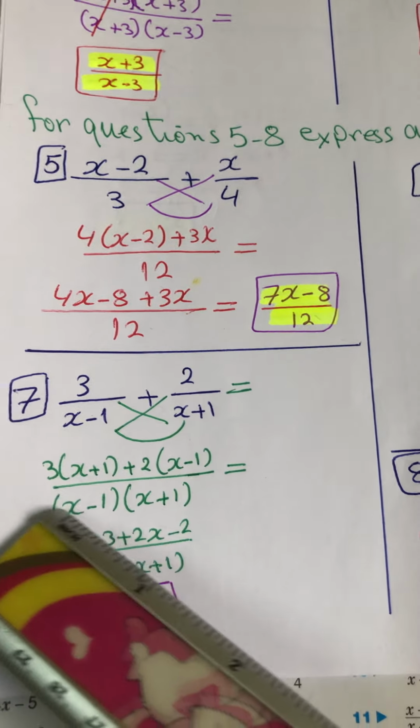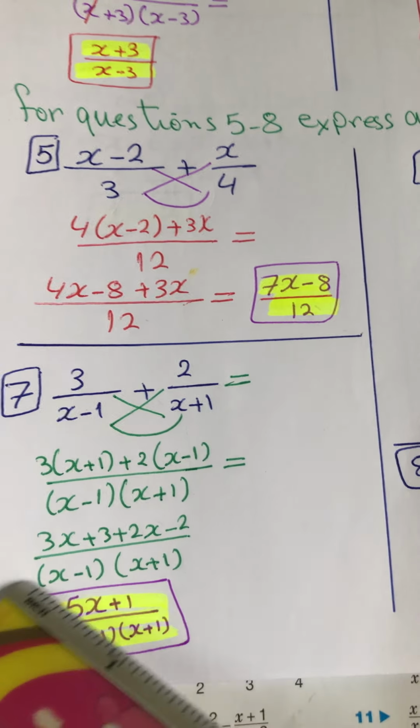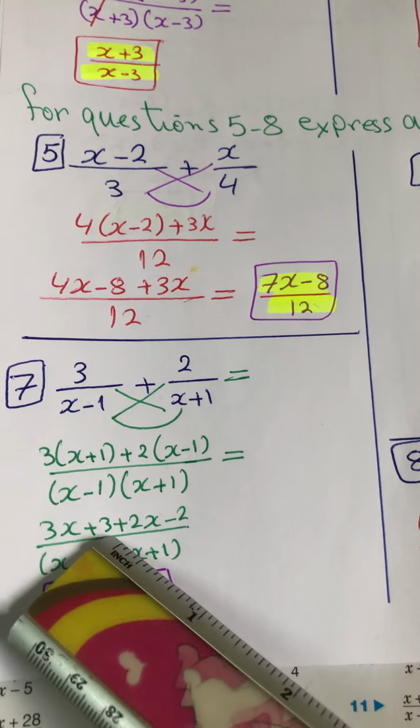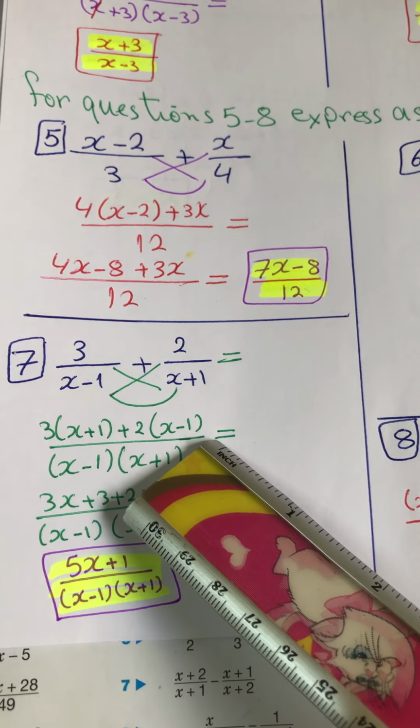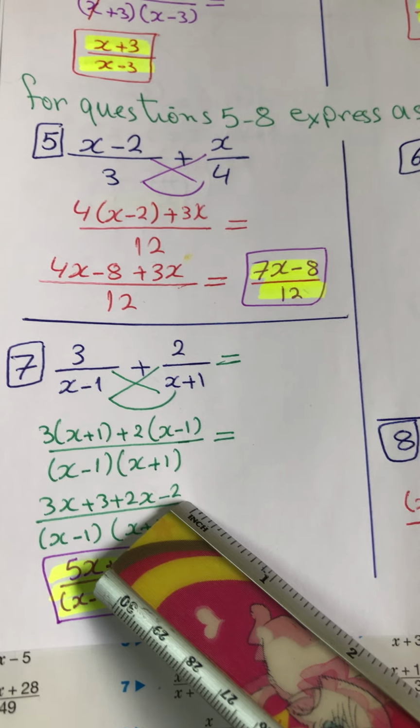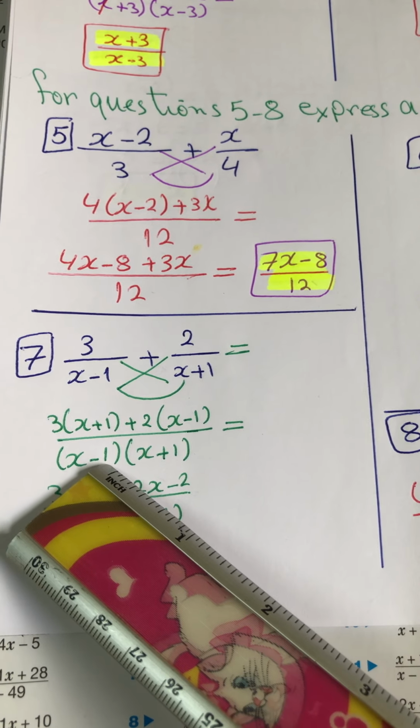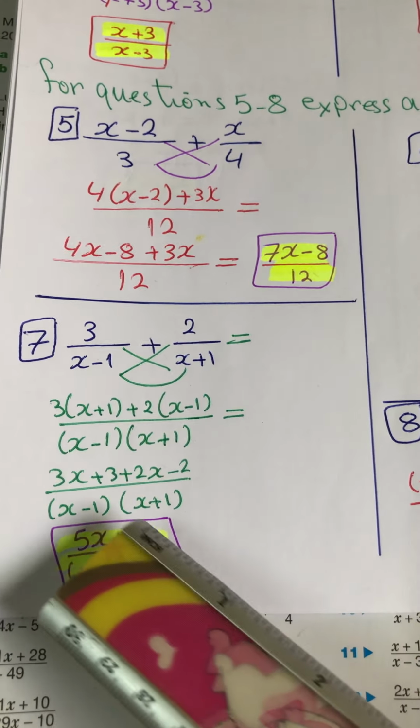Like this. Let's distribute. 3 times x equal 3x. 3 times 1 equal 3. Positive 2 times x equal positive 2x. Positive 2 times negative 1 equal negative 2. And down we have x minus 1 times x plus 1.